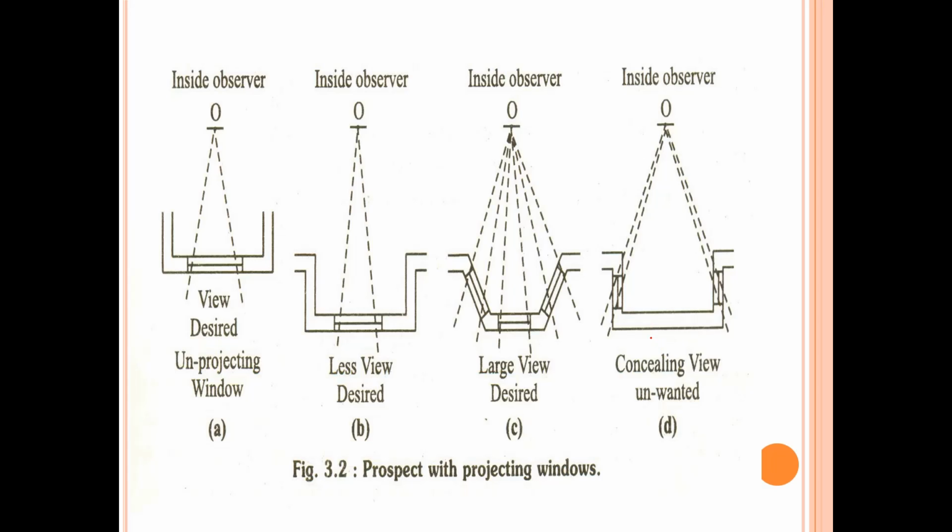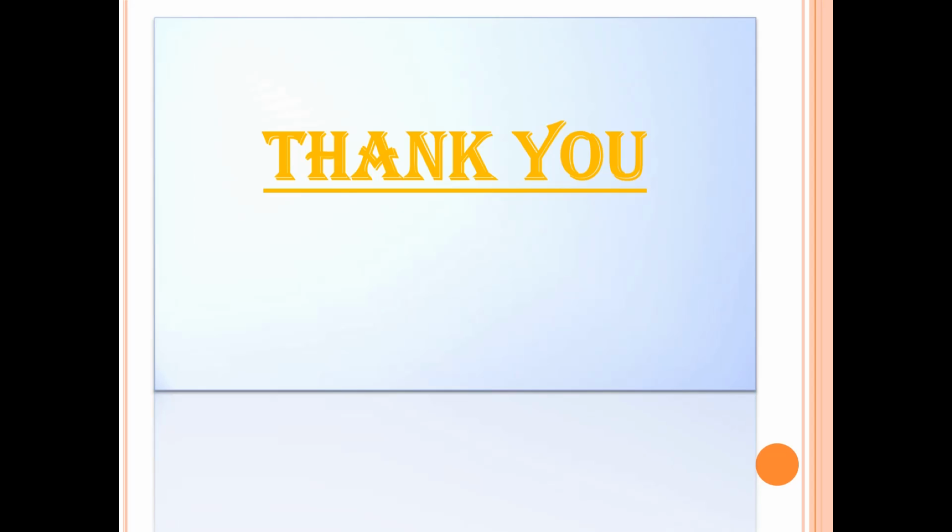By providing these kinds of windows, we can avoid unwanted views. With these small windows the observer cannot see much of the outside, so that can be avoided, and the light still comes in for the basic needs. So this is about the prospect. This is all about today's lecture. In the coming lecture, we are going to see the remaining planning principles and the orientation. Thank you.